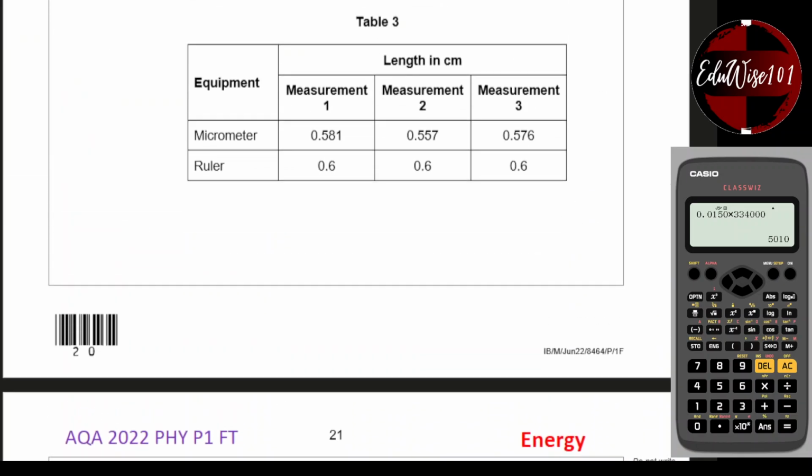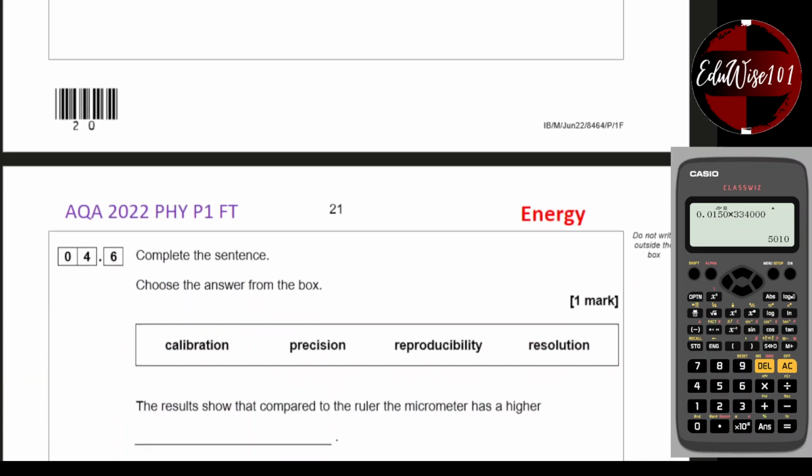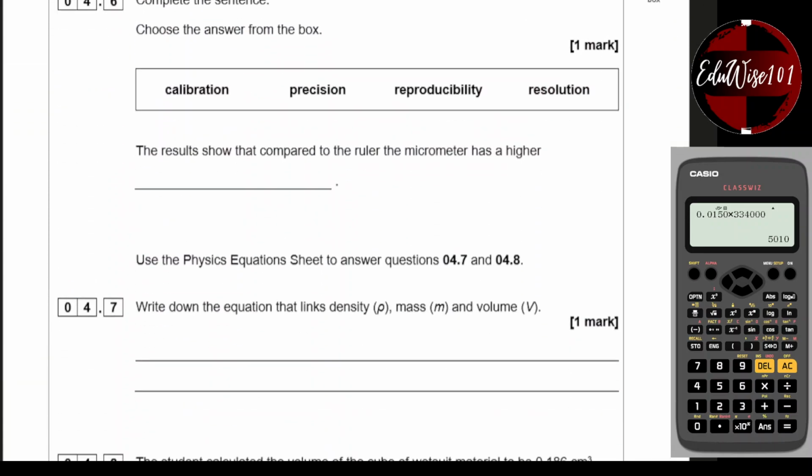Now, if you look at the micrometer, it goes up to 3 decimal places. If it's going up to 3 decimal places, that means it has a higher resolution, meaning higher, more detail.